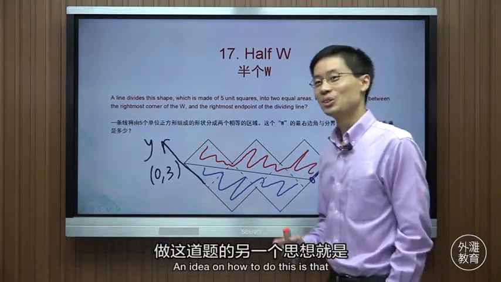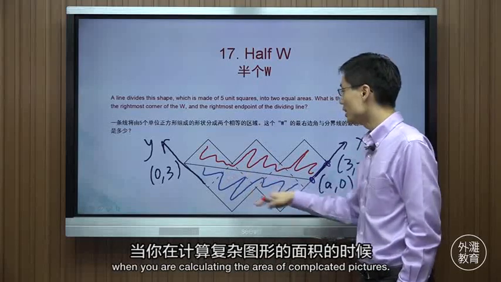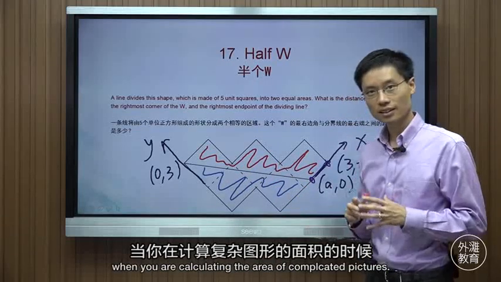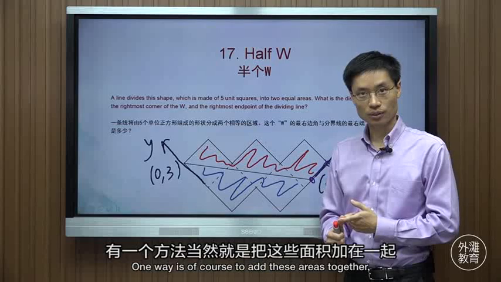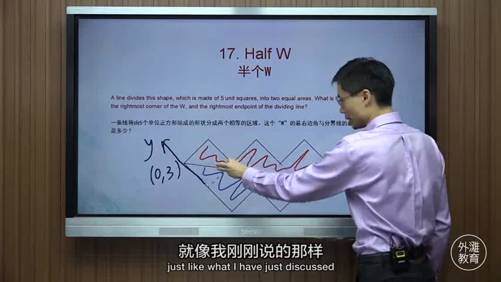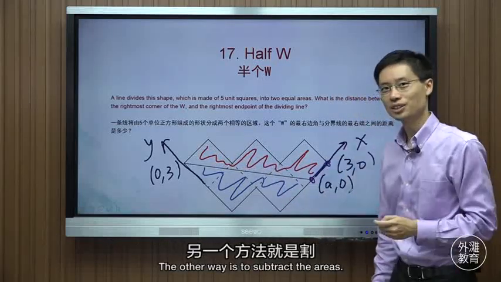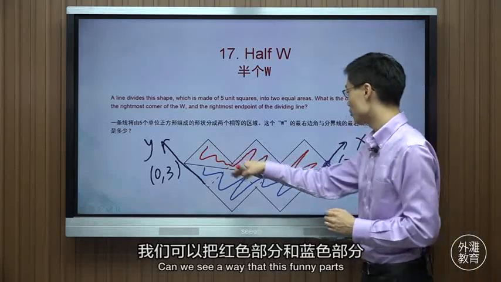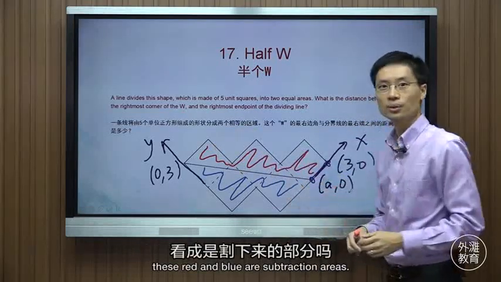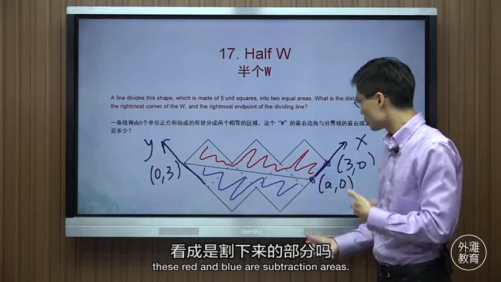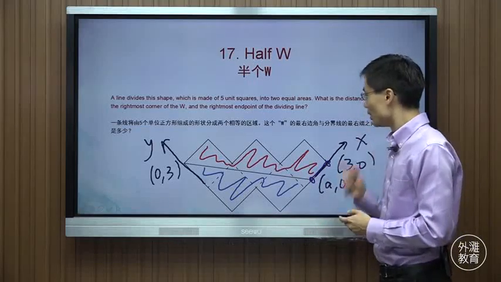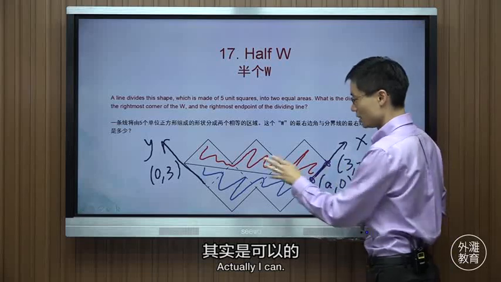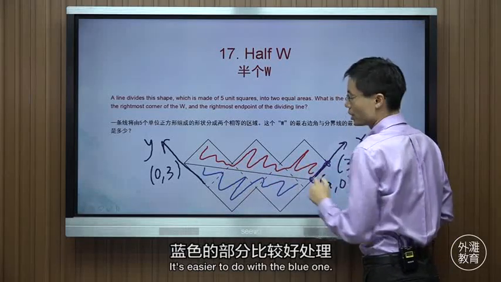An idea on how to do these is that when you're calculating areas of complicated pictures, one way is, of course, to add areas together, like what I just discussed. The other way is to subtract areas. Can we see a way that these funny parts, this red and this blue, are subtractions of areas? Actually, I can. It's easier to do it with the blue one.